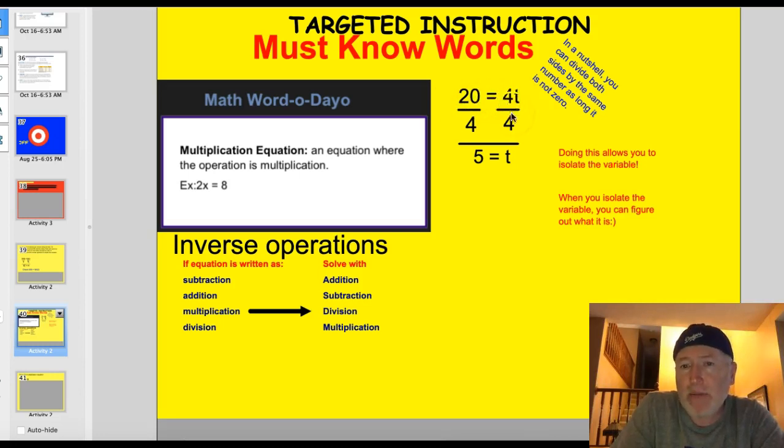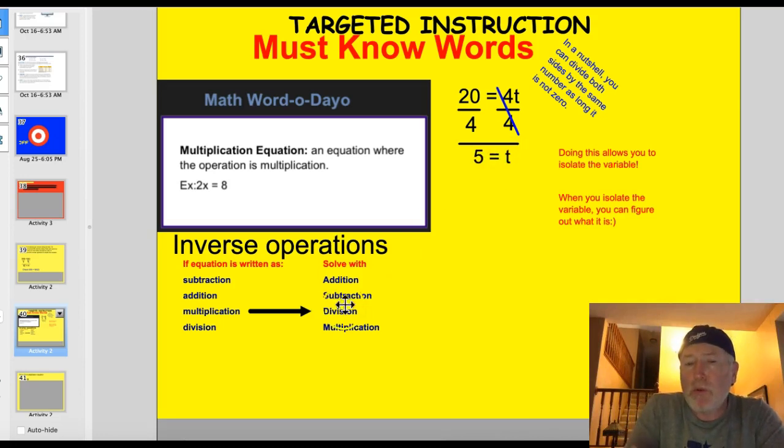We've done that. Again, we isolate this. We've got to get rid of this 4 to get t isolated. So we divide both sides by 4. Divide this side by 4. 4 divided by 4 is going to give us 1t, or just t. 20 divided by 4 is going to give us 5.